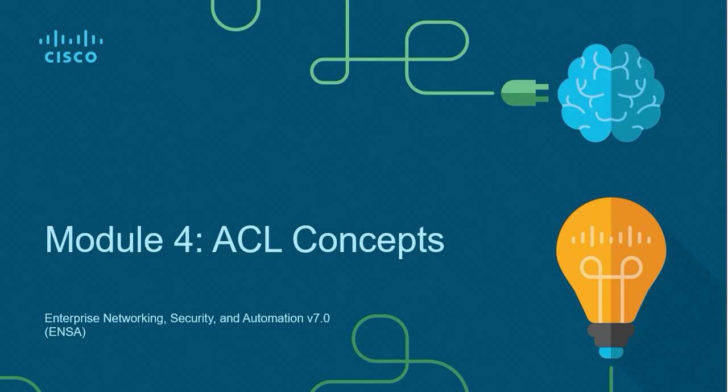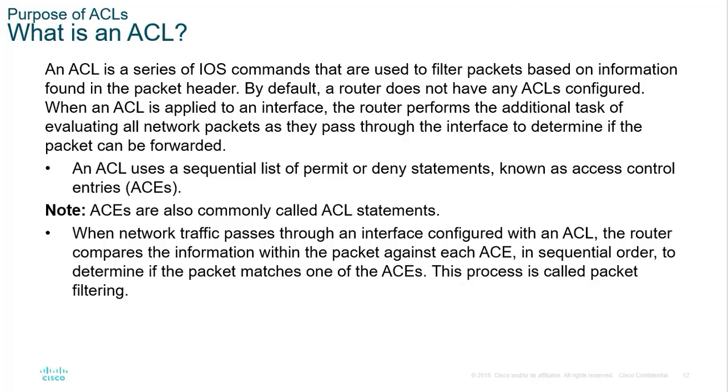In this video we are going to look at ACL concepts. So ACLs, or access control lists, are a series of IOS commands that are used to filter packets based on information found in the packet header. So basically, ini adalah satu cara untuk router filter what is going through daripada satu interface ke interface lain.